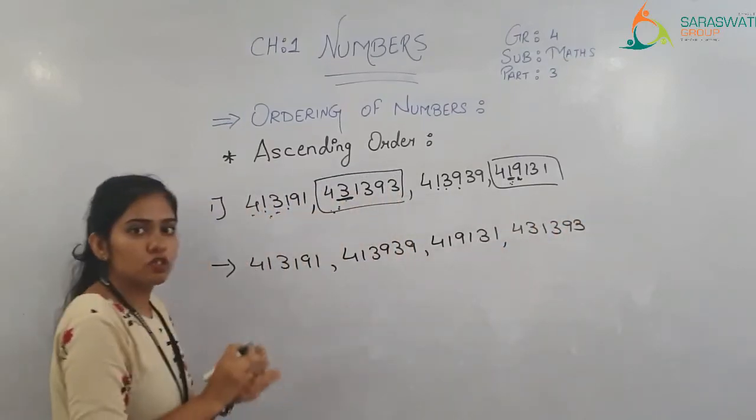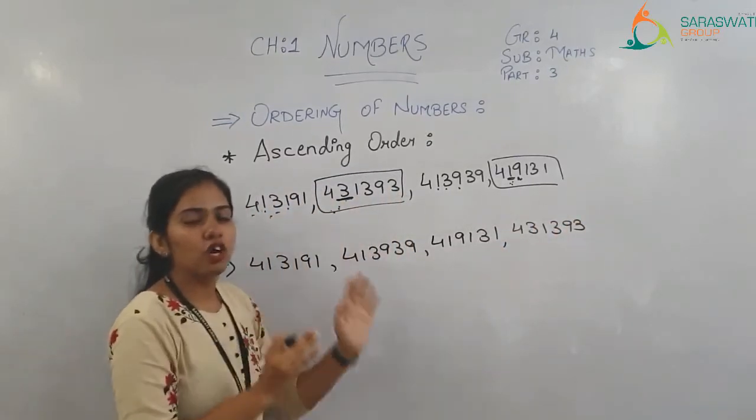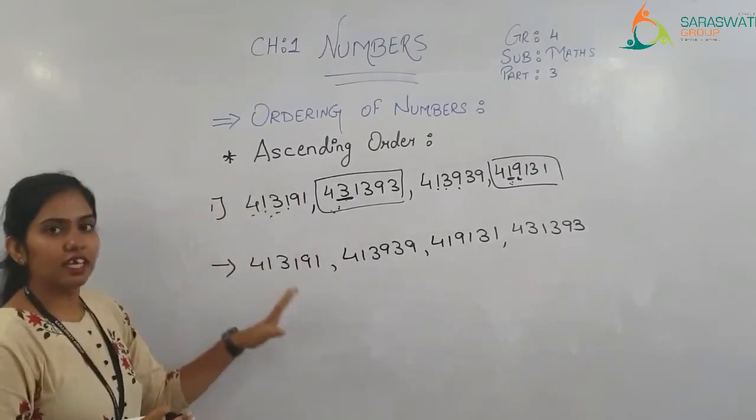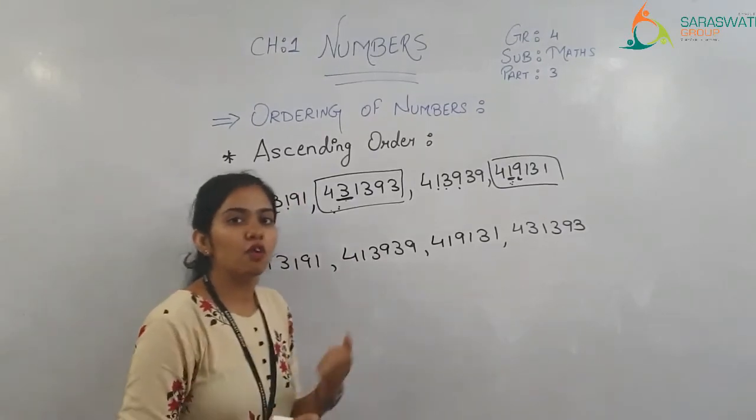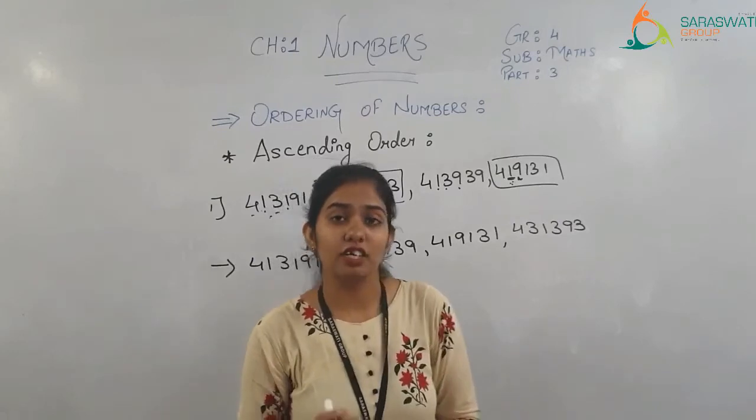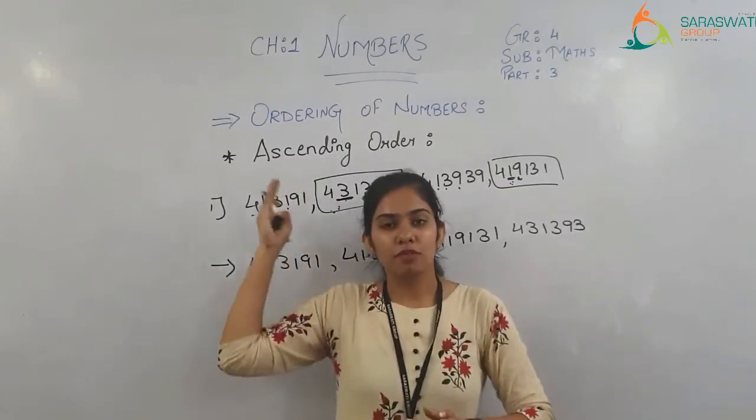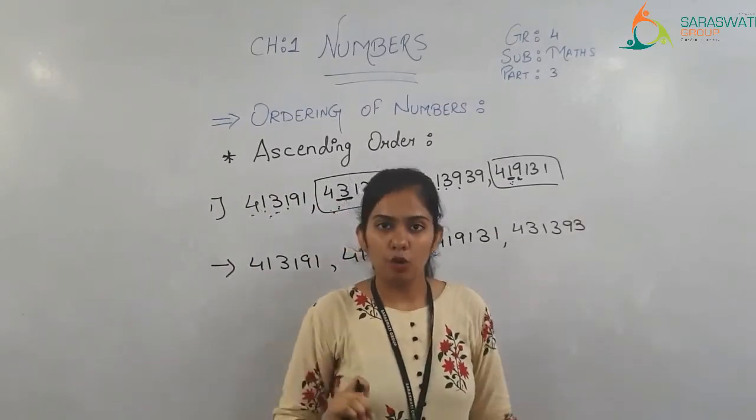431393. So in this way you are going to solve the ascending order, and in the same way you have to solve the descending order. Descending order means from the greater value to the lower value.